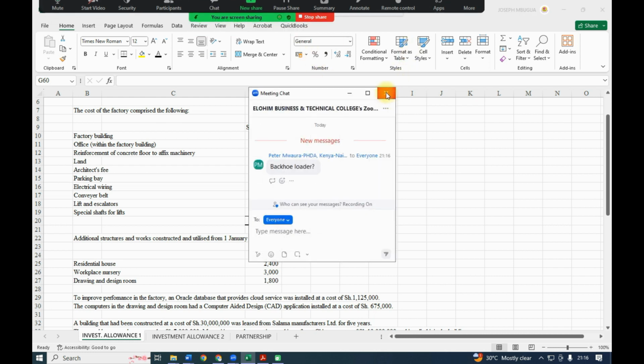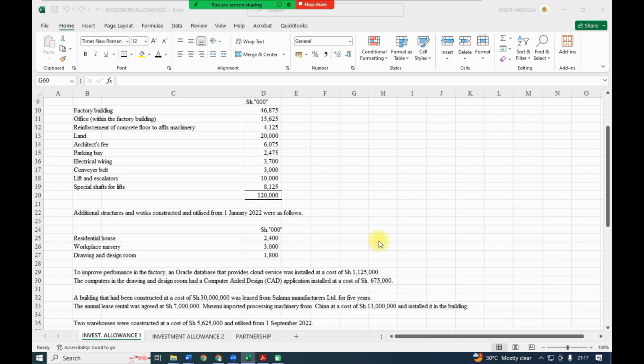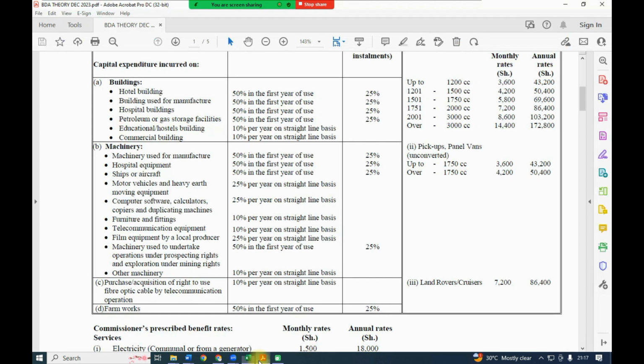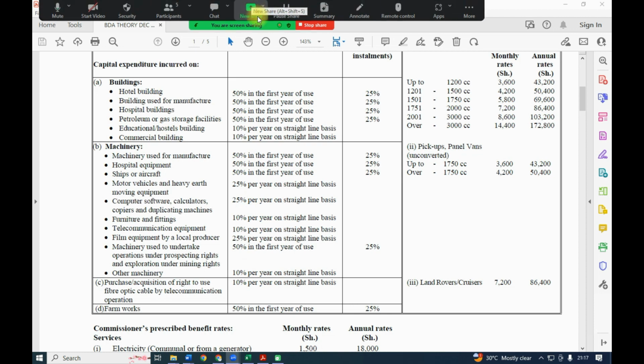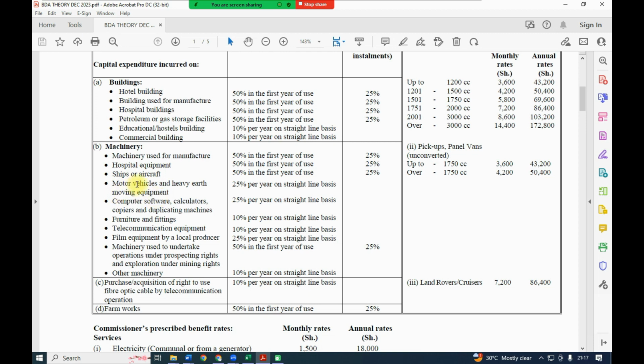Yeah, and the backhoe loader. So the loader will be under what? The wear and tear category 1. Yeah, they are like the cranes. These are heavy earth moving. It should fall under this category, the motor vehicles and heavy earth moving, the one for 25, wear and tear. The backhoe loader is for loading items, whether it is soil or what we are loading. That one will fall under wear and tear, specifically category 1.